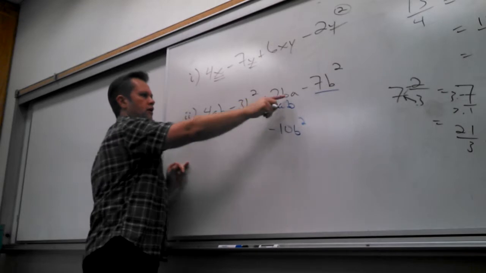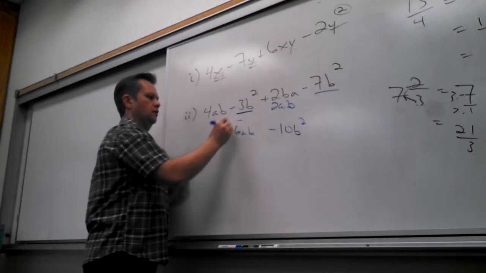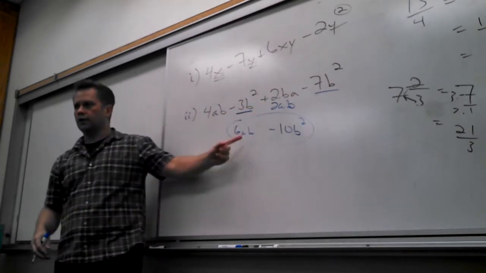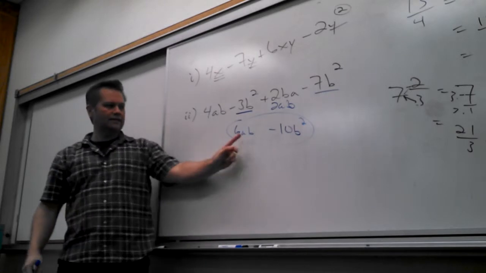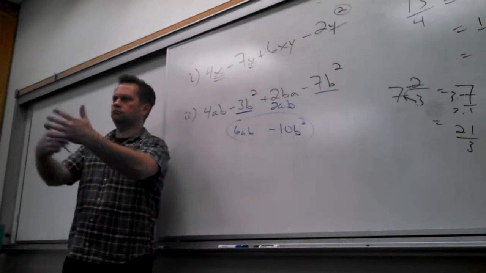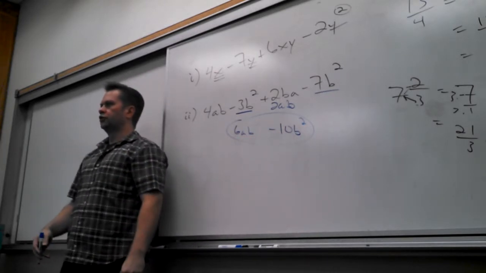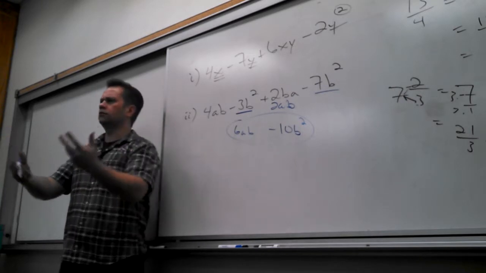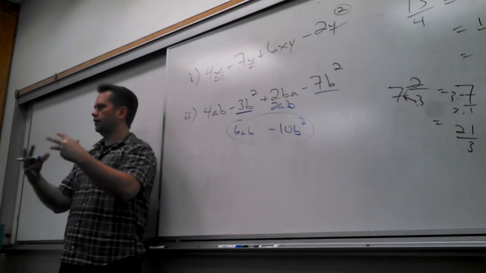So then how many ab's do I have? 6ab. And that's where you stop. You can't put those together, because I got 6 of these minus 10 of those. So I got negative 4. No, you can't consolidate that any further.